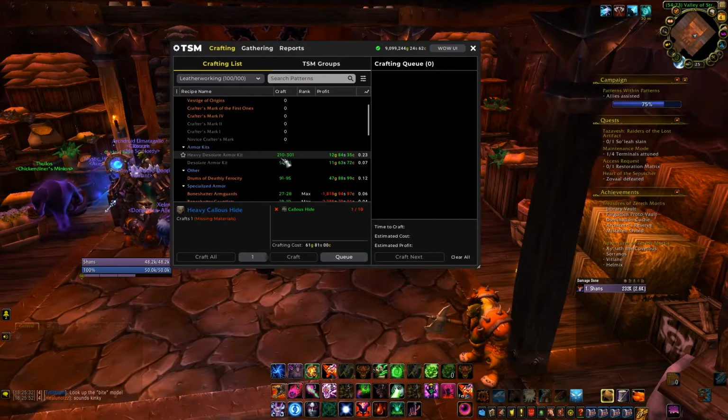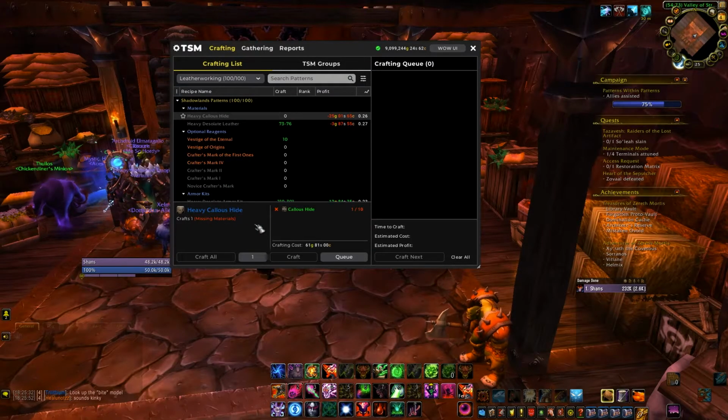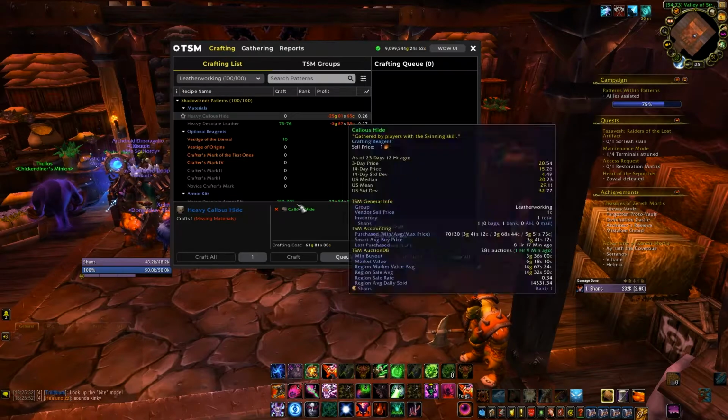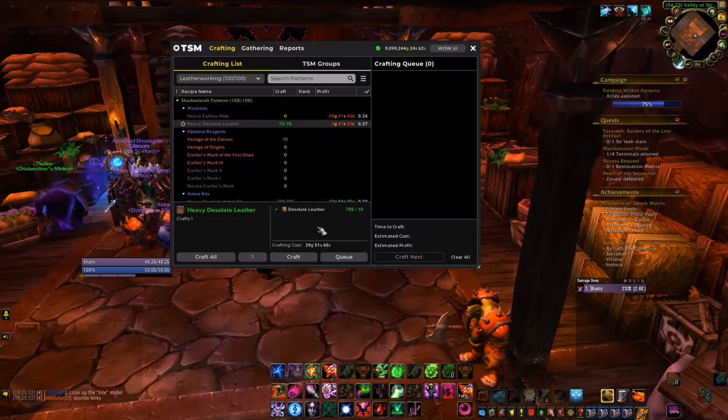I don't. Okay, here you're going to see the item I have selected, Heavy Callus Hide. You'll see it says missing materials, and it tells you how many you have and how many you need. So I would need some materials to do this. Now, just for demonstration purposes, I'm going to select Desolate Hide.